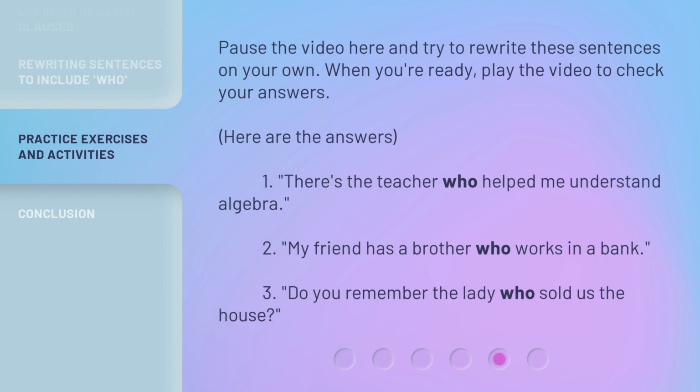Here are the answers. 1. There's the teacher who helped me understand algebra. 2. My friend has a brother who works in a bank. 3. Do you remember the lady who sold us the house?